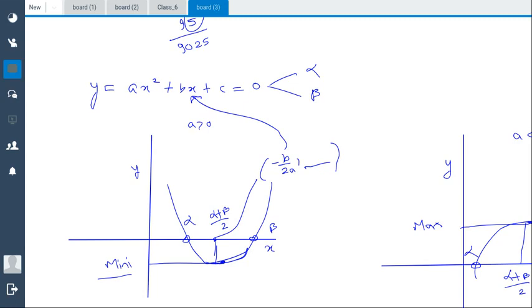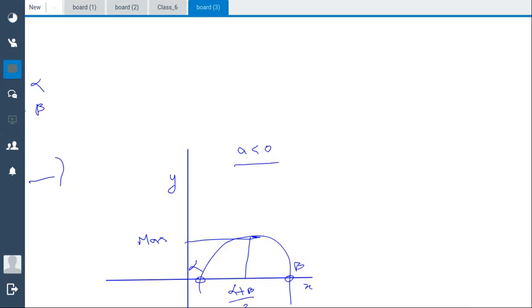So my idea is that at minus b by 2a, you get the minimum or maximum value based on the coefficient of x square. If the coefficient of x square, a, is positive, then you get the minimum value. If the coefficient of x square is negative, then you get the maximum value. Agreed, my dear friends? So this is the fundamental of doing things.